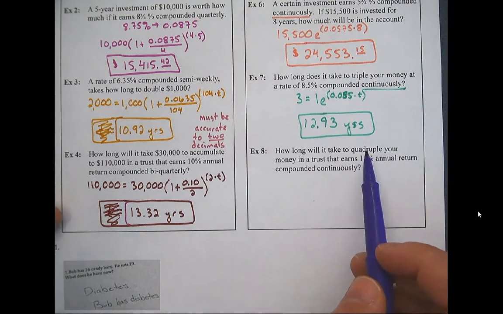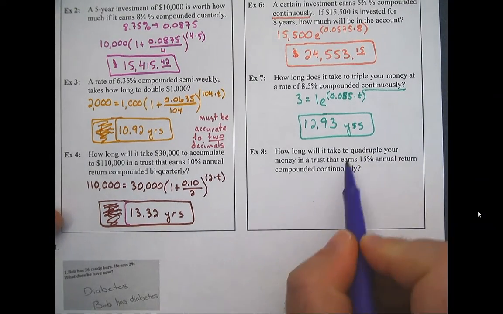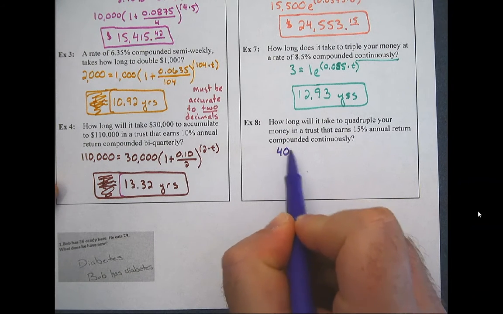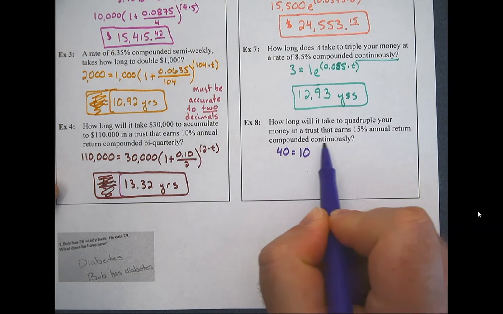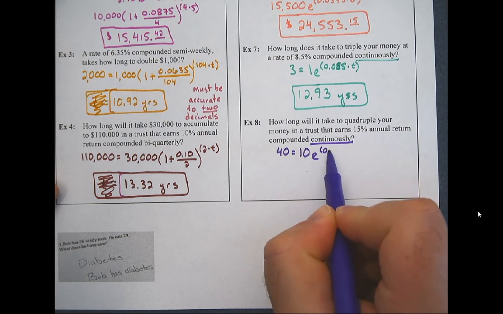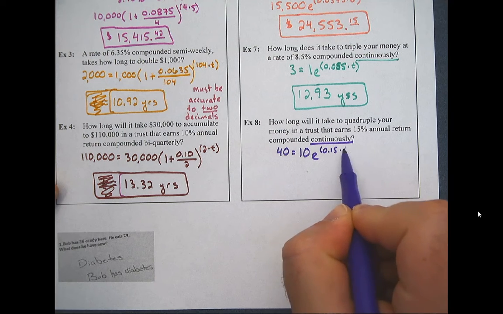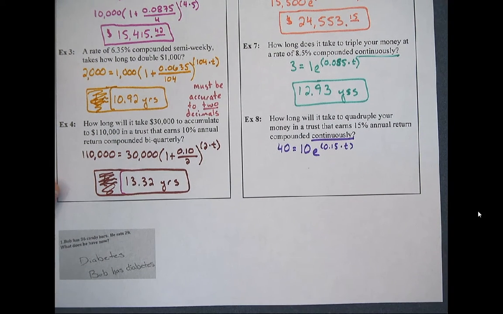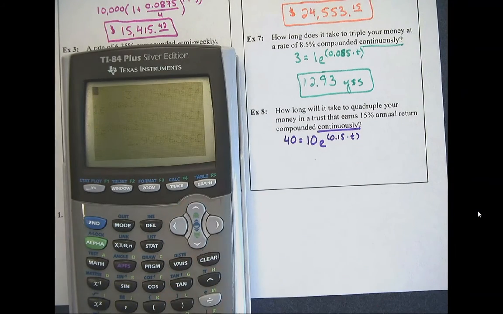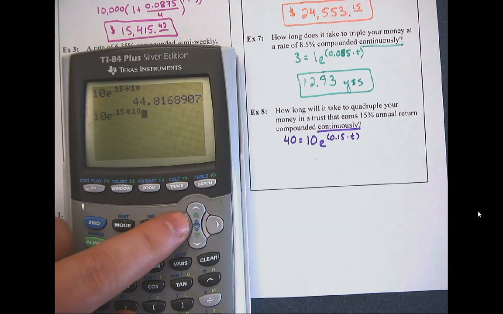How long will it take to quadruple your money? This time I'm going to say I've got $10. So if I need to quadruple, that means I'm getting 40 at the end, compounded continuously. So that's e to the, move the decimal point twice, 0.15 times t. Now we play the guess and check game. So I need to turn 10 into $40. So I want the smallest 2-digit number that gets me past the 40. 44, oh, that's good. Let's try 9.